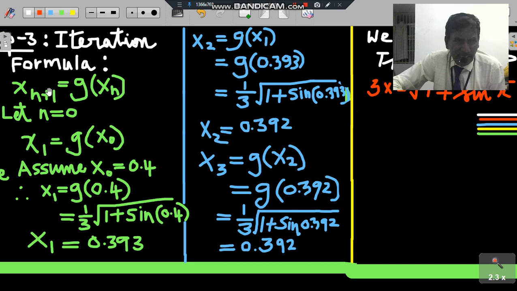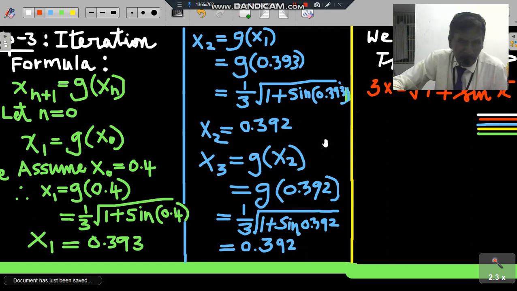We know from this idea that the third approximation would be equal to g value of the second approximation. The second approximation value here is 0.392. So substitute that value here, g of 0.392. The g value of this we already know would be equal to 1 by 3 into the square root of 1 plus sine 0.392. So finally what I am getting is 0.392. So x2 and x3 are both equal.